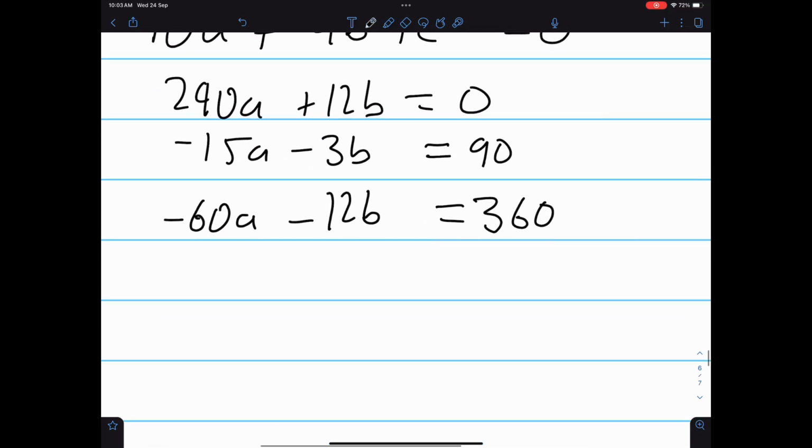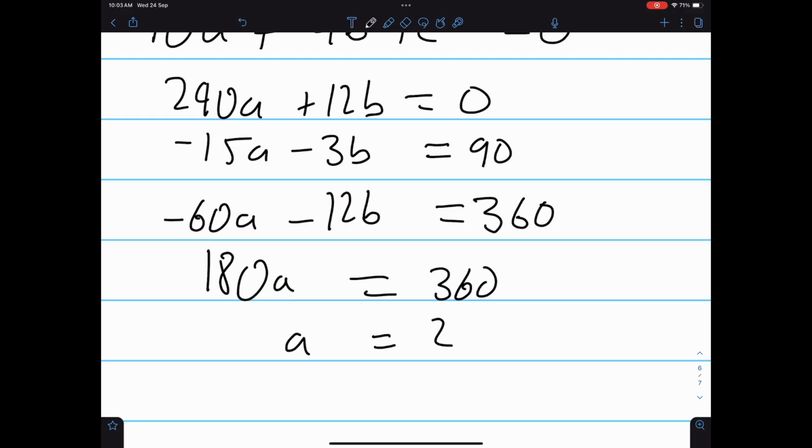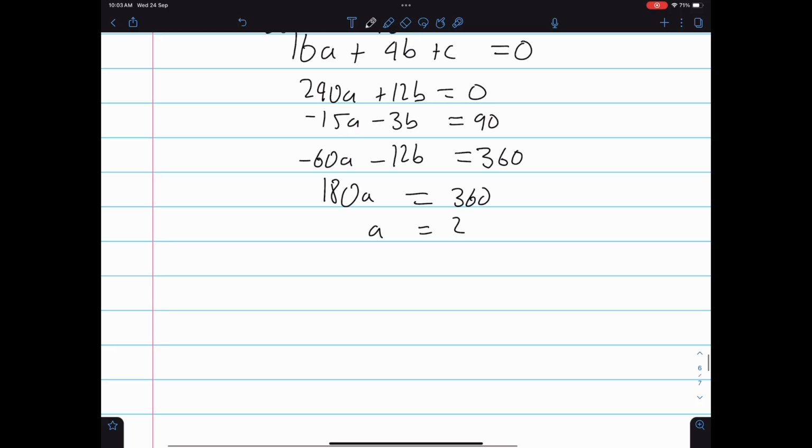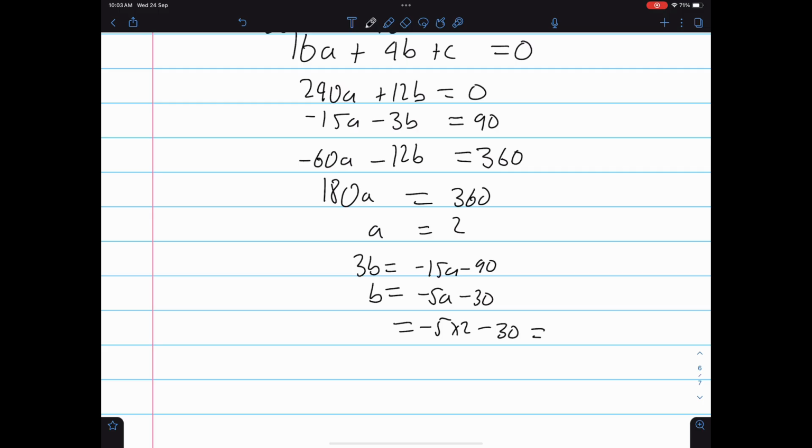And so we add those two together to get 180a equals 360. And you see we add that because 12b plus minus 12b is 0. So they eliminate in that way. So a will equal 2. And we can just continue with the substitution. So 3b will equal minus 15a minus 90. So then b will equal minus 5a minus 30. So minus 5 times 2 minus 30 is just minus 40.